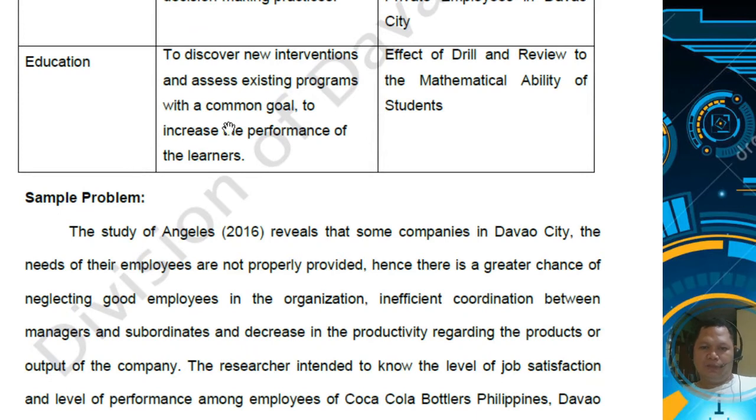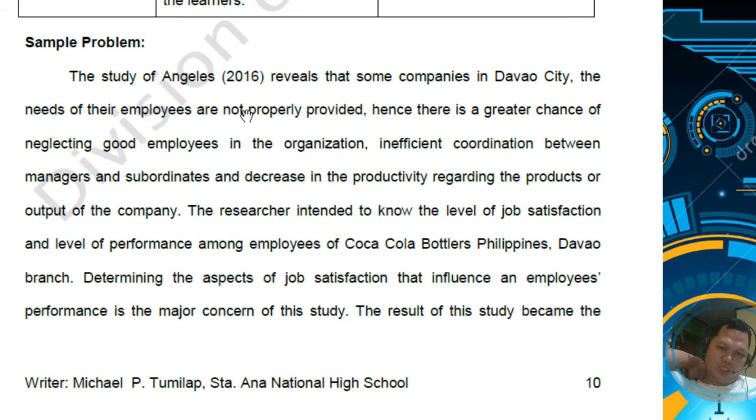Okay, so we have here a sample problem on how to apply research. Later we will analyze the questions in this problem. We will identify what field is being described here, and what is the purpose of the research study and the effects. Let's have here the study of Angeles 2016, which reveals that in some companies in Davao City, the needs of their employees are not properly provided. Hence, there is a greater chance of neglecting good employees in the organization, inefficient coordination between managers and subordinates, and a decrease in productivity regarding the products or output of the company.